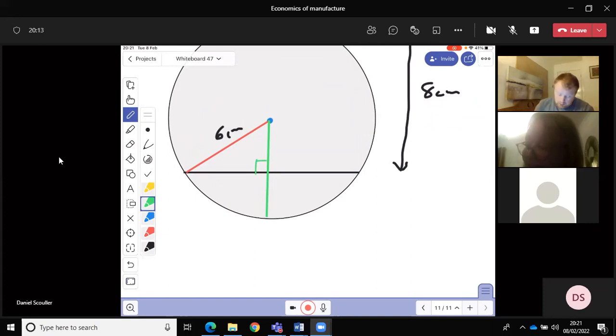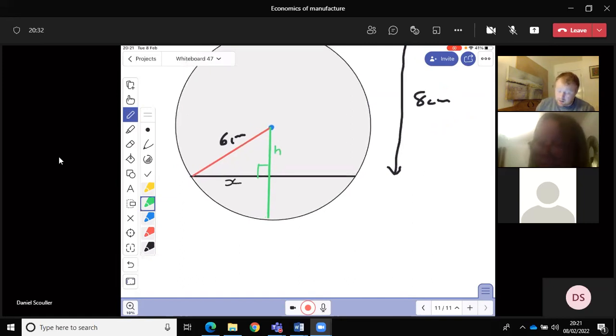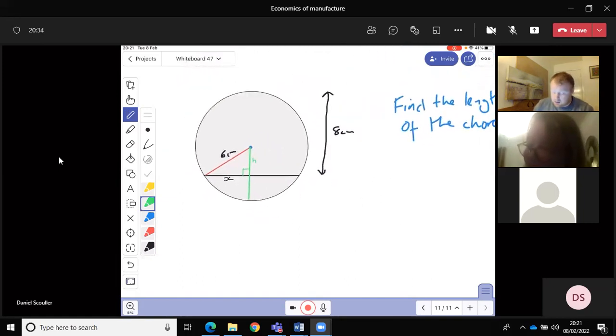We call that side X. X is going to be half the length of the total chord. And we'll call that side H, just H for height. Now what information do we have there that will allow us to find either H or X, and then allow us to find an unknown?